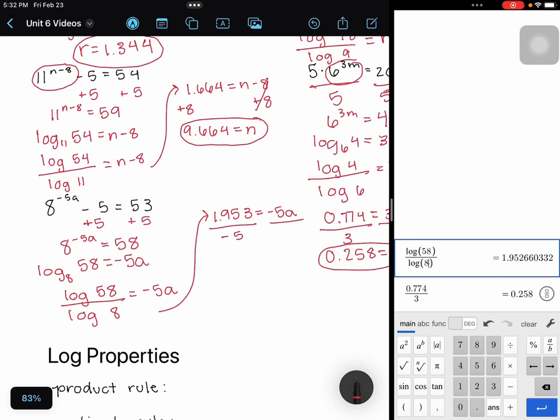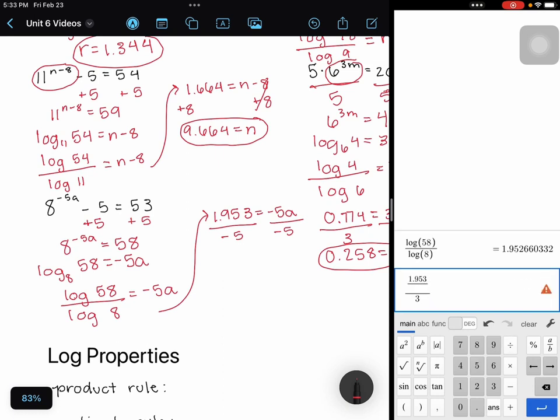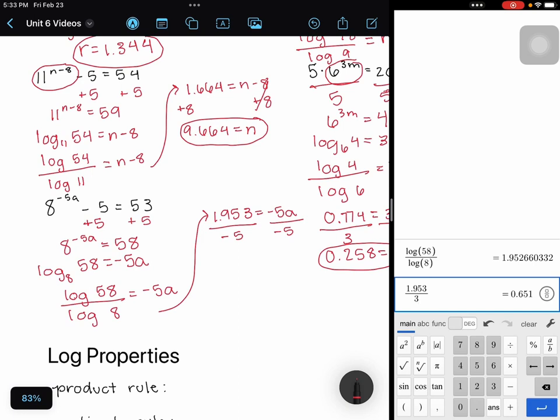And then to eliminate the negative 5, we have to divide by negative 5 on both sides. If we just divide by a positive 5, that's not going to get rid of the negative like we want to. So divided by negative 5, we get negative 0.3906 equals a.